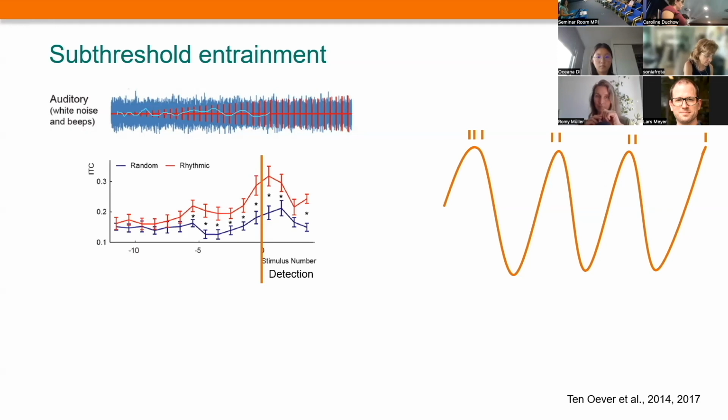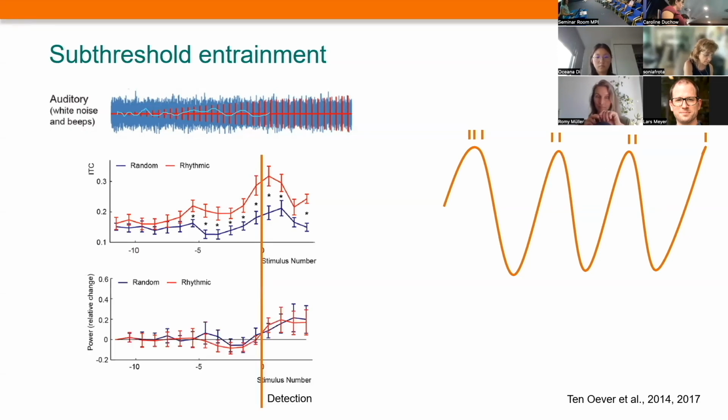This might be important for people that are more into this topic, but we found it interesting. We also looked at power. So this is the power of the stimulus rate. Because there's always a big confounder if you present a rhythmic stimulus stream, there's also just an increase in power at that rate. But for the subthreshold stimuli, we couldn't find any of this power increase prior to participants detecting it. So when participants detected the sound, then the power increased, but both for the random and rhythmic stream actually equally.